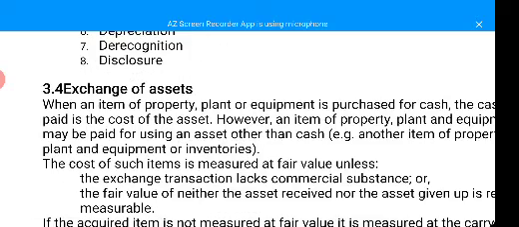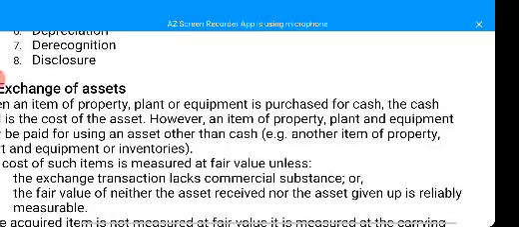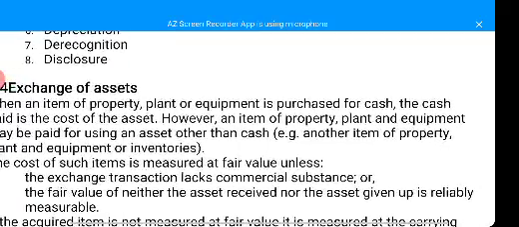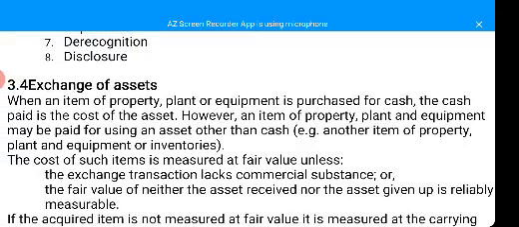Let me read that from my notes. When an item of property, plant, and equipment is purchased for cash, the cash paid is the cost of the asset. However, an item of property, plant, and equipment may be paid for using an asset other than cash.